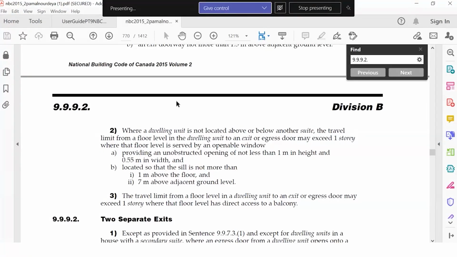there is the travel limit from a floor level in the dwelling unit to an exit or egress door may exceed one story where the floor level is served by an openable window or a balcony.